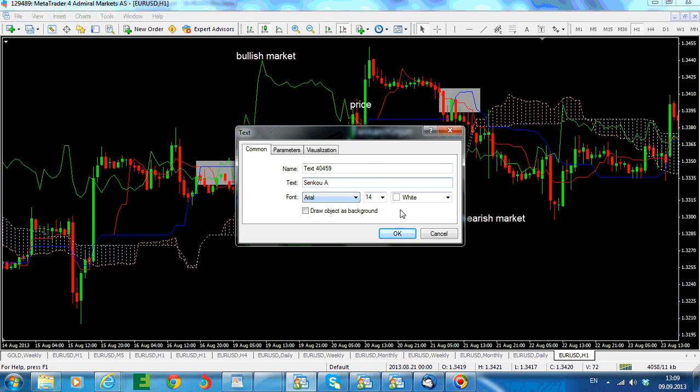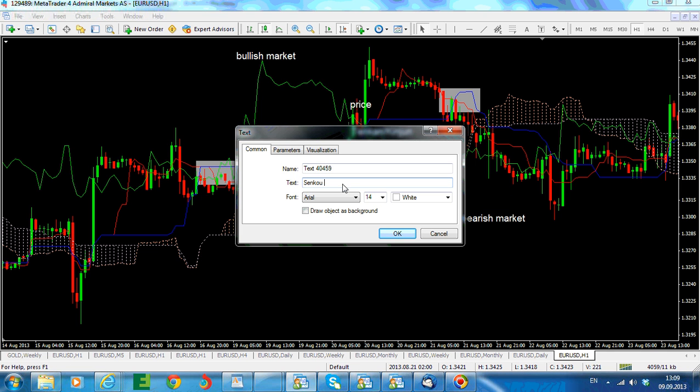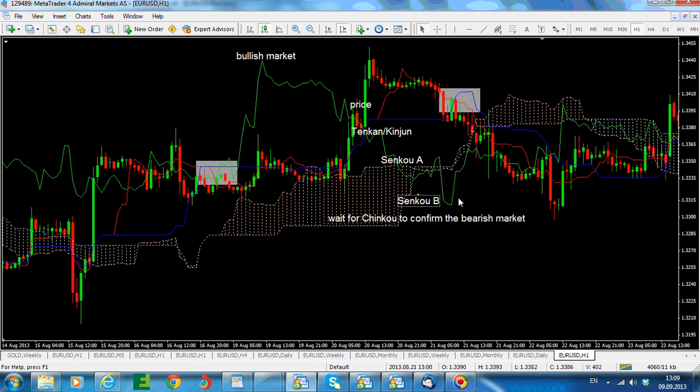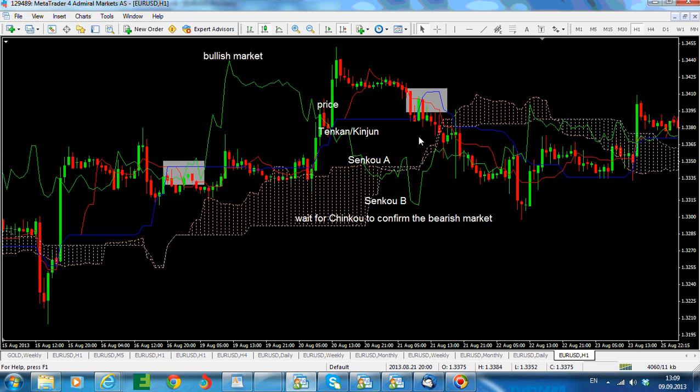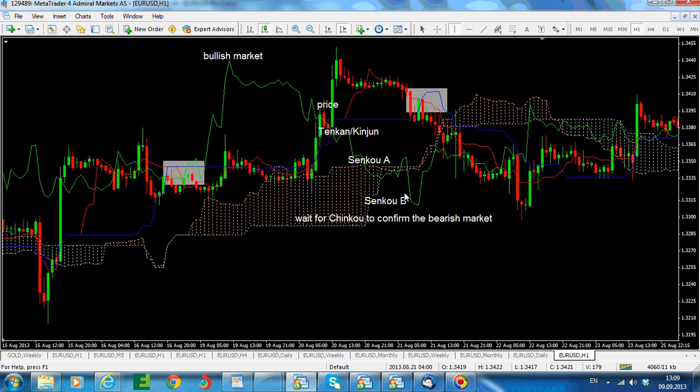Senko A here and Senko B, and only by the time Kinko confirms the bearish market here. So from this moment of time, bearish market is confirmed.